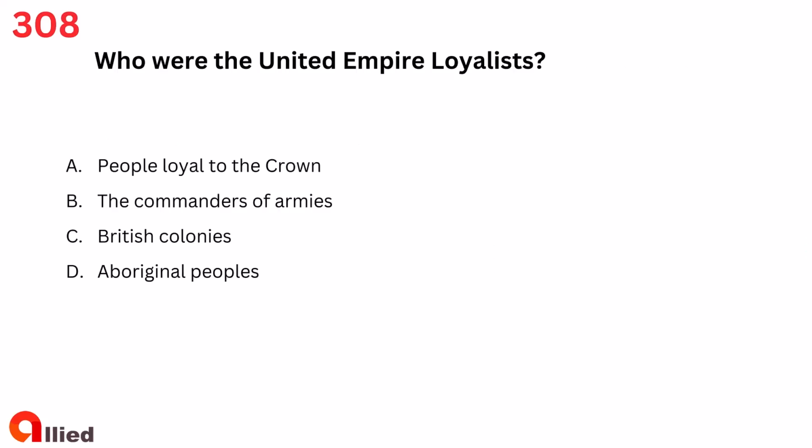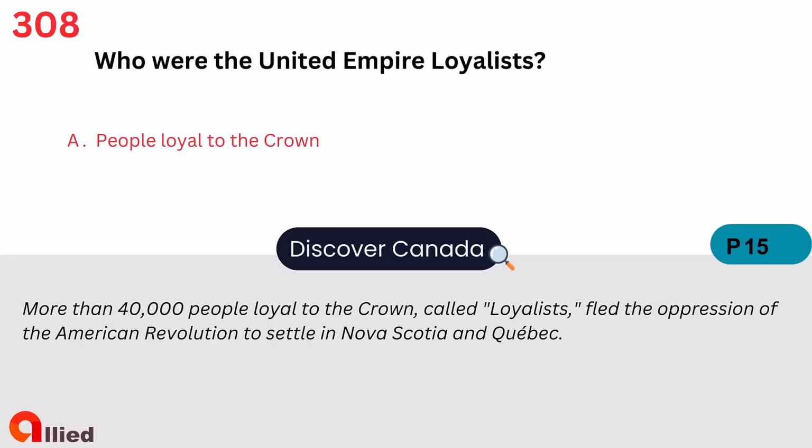Question 308. Who were the United Empire Loyalists? A. People loyal to the Crown. B. The commanders of armies. C. British colonies. D. Aboriginal peoples. The answer is A. People loyal to the Crown.